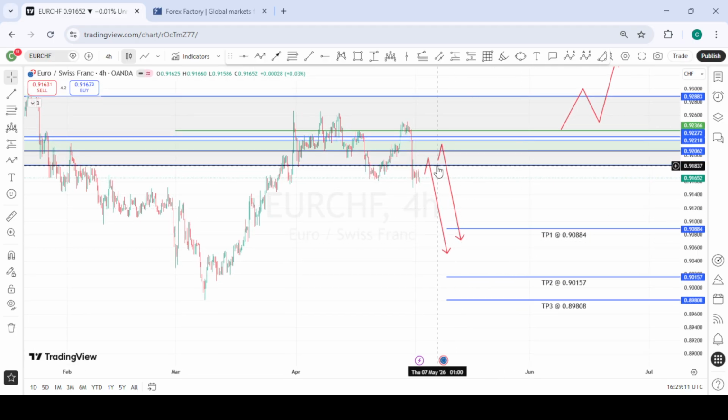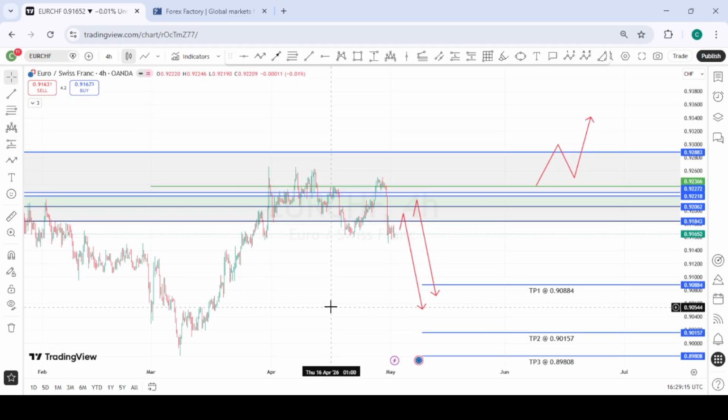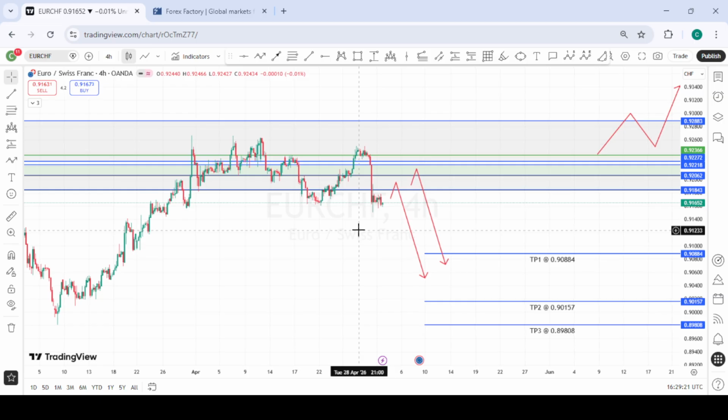So if we get these sales, these are going to be our targets, so TP1, TP2, TP3. And should price break above this zone, then we know we are heading upwards. So until then, we are now very bearish on EURCHF.